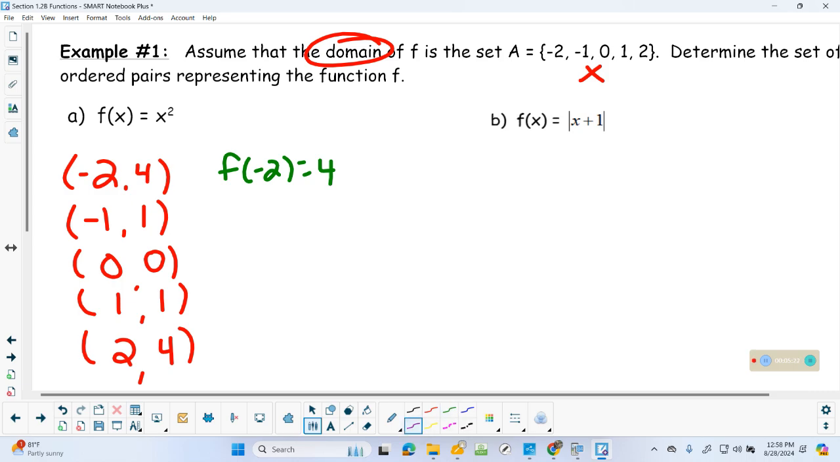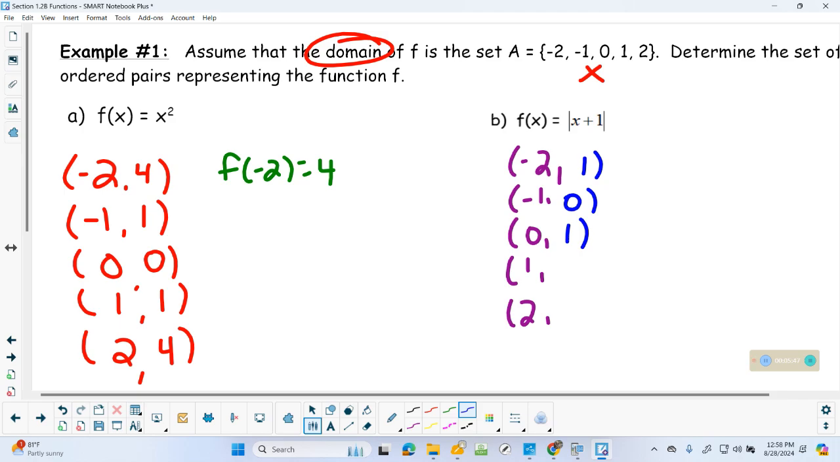Okay, same thing. We're going to use that same set of numbers for x. Get my commas in there. Okay. And let's figure out, we're going to do a little mental math here, the y's. -2 plus 1, -1, absolute value. -1 plus 1, 0, absolute value. 0 plus 1, 1, absolute value. 1 plus 1, 2, absolute value, 2, 2. 2 plus 1, 3. Got it.